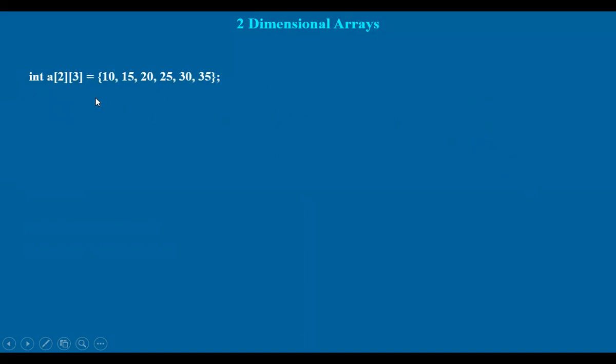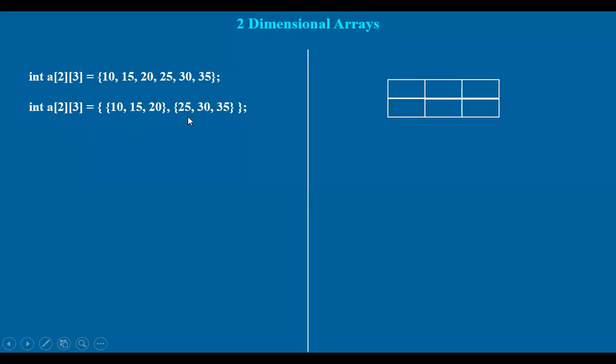Suppose you take a 2 by 3 matrix array. Let us see how the values are stored. These are two rows, and in each one, 3 columns. So you can clearly separate these 6 elements into two groups, like 10, 15, 20: first row elements, second row elements. We have only 2 rows, so this is the best way of defining it. If you observe this, the values stored are like this: the first row elements 10, 15, 20, and so on.